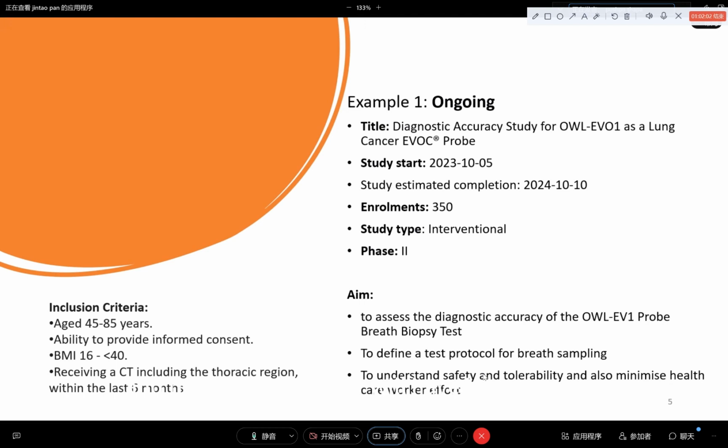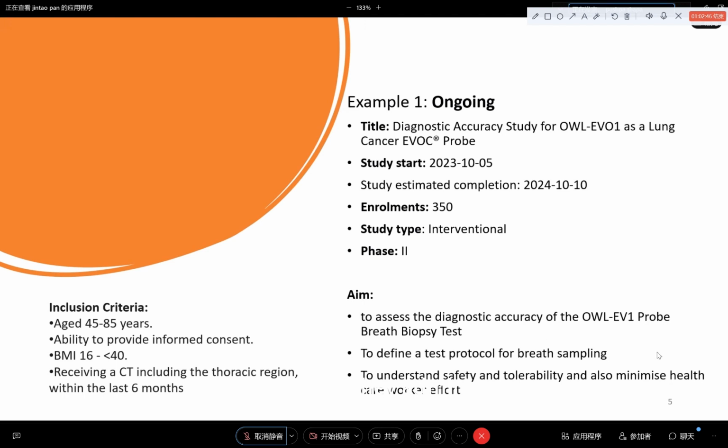Both the control and the cases will have the probe intravenously administered. In phase 1, they demonstrated the safety and tolerability. In phase 2, they aim to assess the accuracy of this probe. That is their primary objective. Their secondary objective is to define a test protocol for breath sampling, to understand safety again, refine tolerability, and also minimize the healthcare worker efforts.